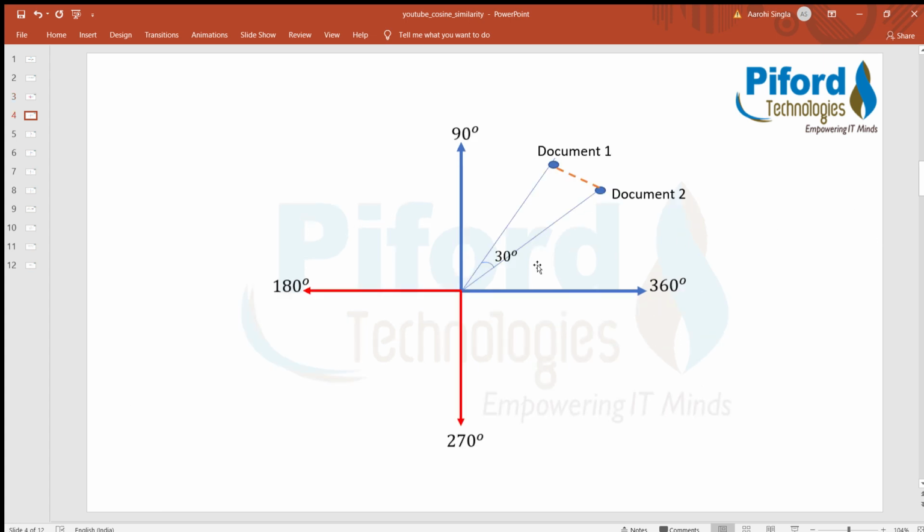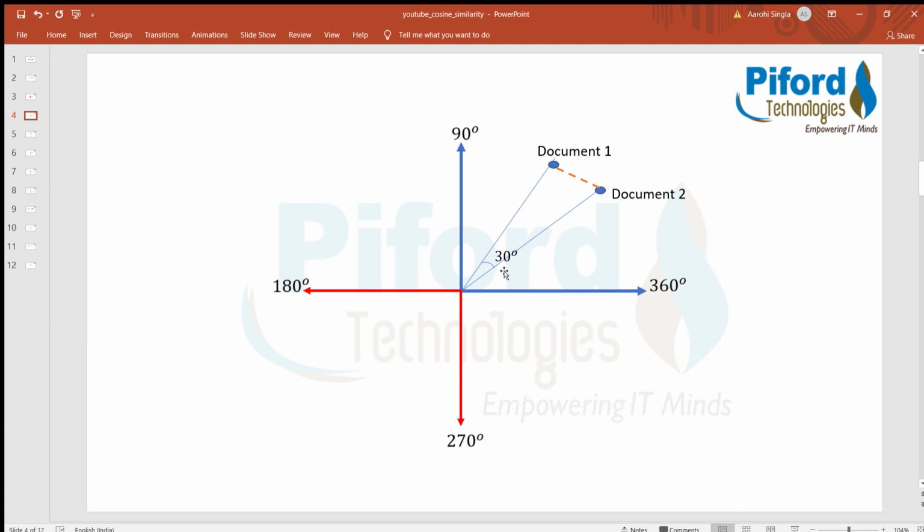Let me explain. Assume we have two documents, document 1 and document 2, and we want to see how similar these two documents are. One document is here and the other is here, and when you plot the angle, we can see it is almost 30 degrees. On the basis of this angle, we tell the similarity. What we are calculating is cosine theta, the cosine similarity, and we calculate it with the help of the angle. Here the angle is 30 degrees.